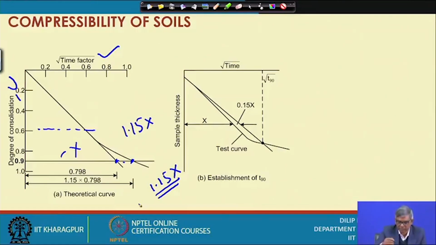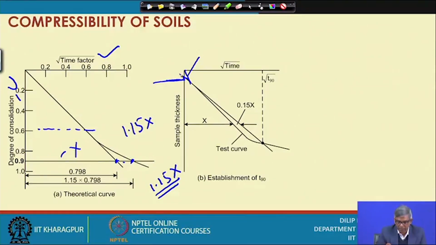So, you can see now the test curve. Generally, initially there will be a curve, and then it will come like this, if you plot root time versus sample thickness. If there is an initial curve, then we can extend the straight portion and take this as the zero start point of the consolidation. If the soil does not have this initial portion, then you get the zero point correctly, but if there is a curve, then the straight portion can be extended to intersect the x axis here, and that will be the starting point of the consolidation.